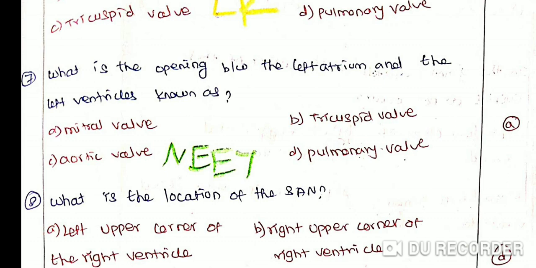A septum separates the atria and ventricles. There is an opening between the left atrium and the left ventricle to permit the blood flow. This is called the mitral valve or the bicuspid valve.